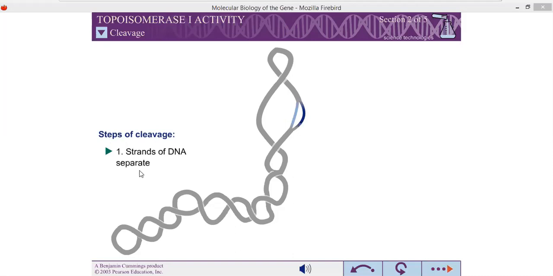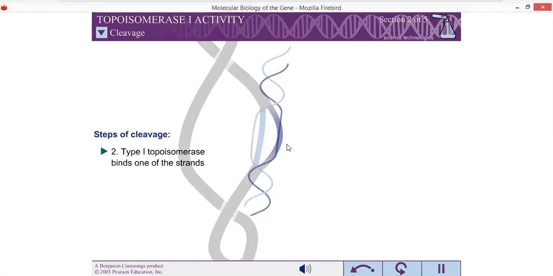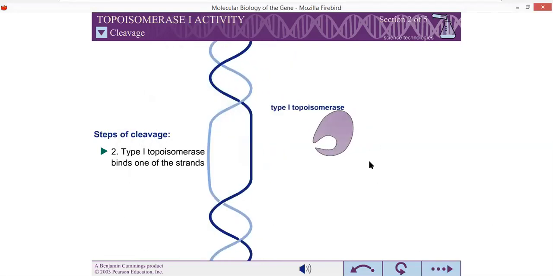Now, steps of cleavage. First, the strand of DNA separates. You will have to firstly separate the two strands of the DNA molecule away from each other. So how does this strand separation take place? This is referred to as the first step, the melting step. Now, how does melting happen? One of the DNA strands binds in a cleft in the type 1 topoisomerase. Firstly, type 1 topoisomerase goes and binds to one strand of the DNA molecule, and as it binds, it breaks the hydrogen bonds in between the two strands. For example, there is guanine present here, there is cytosine present here.